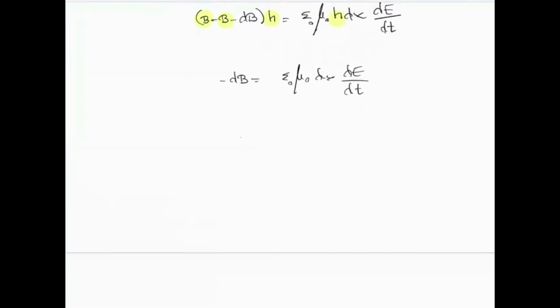Notice that the like terms will either add up to 0 or they will cancel. And at the end, we're going to come up with an expression that looks like that.